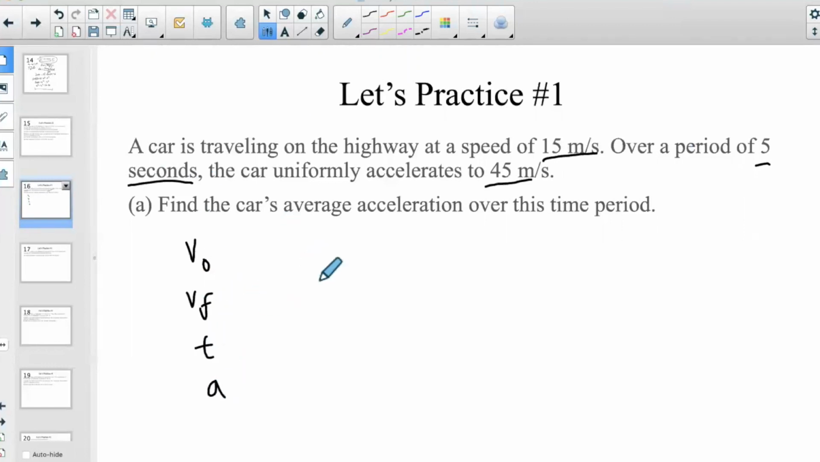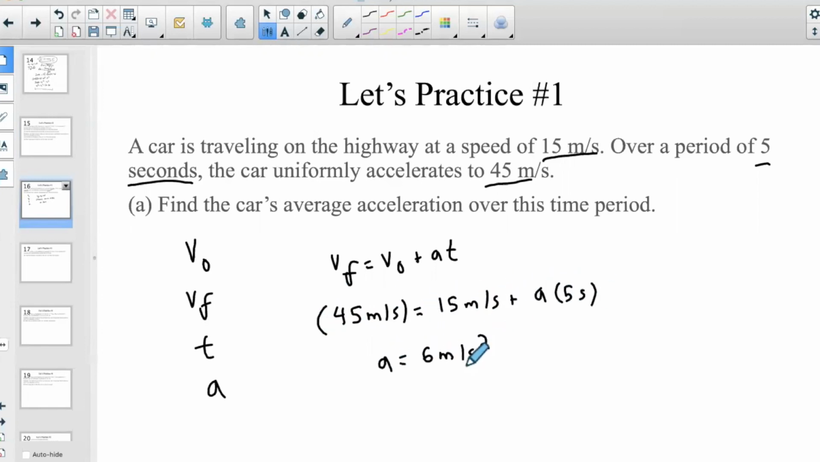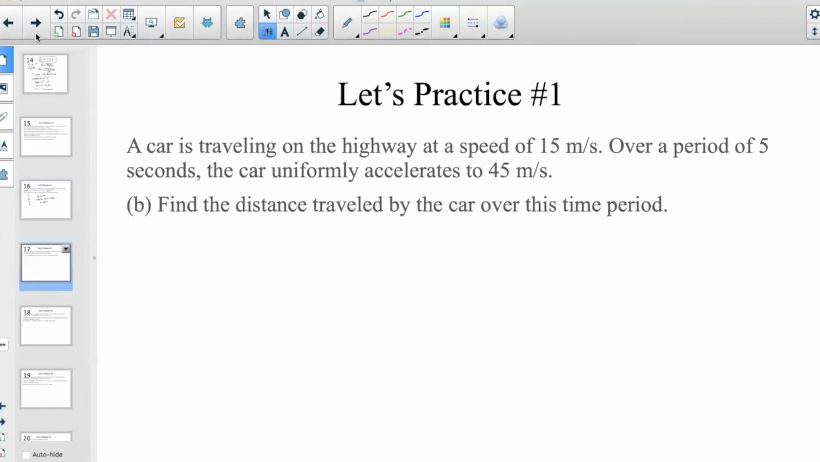If we think back to our kinematics equations, one equation which really well relates all these quantities is vf equals v naught plus at. And then at this point, since we have our equation out, we can just plug in our quantities. And our answer is 6 meters per second squared for the car's average acceleration.